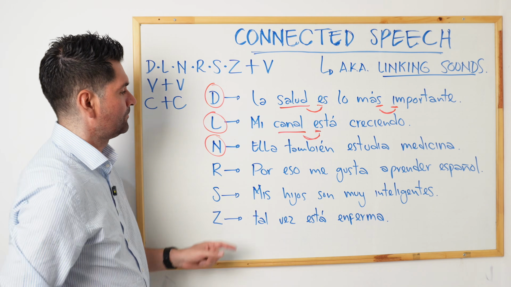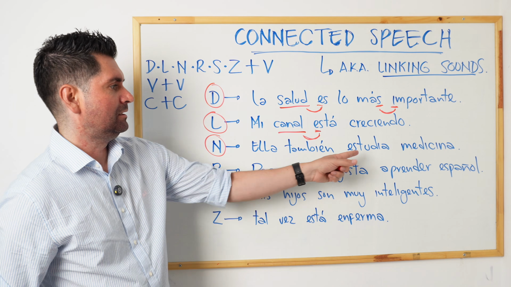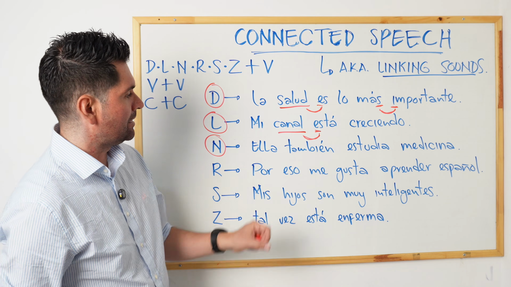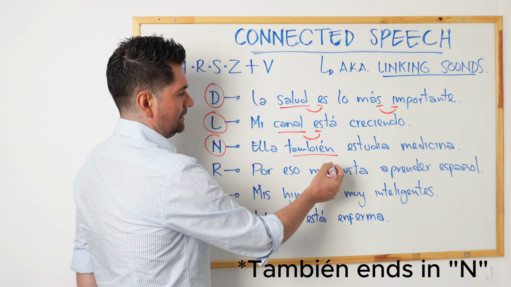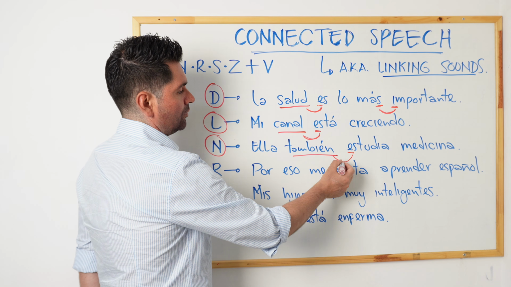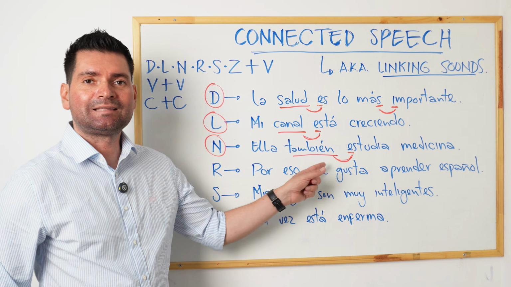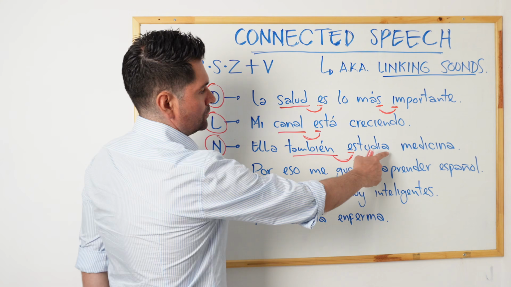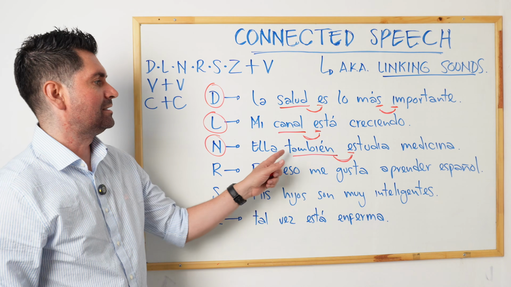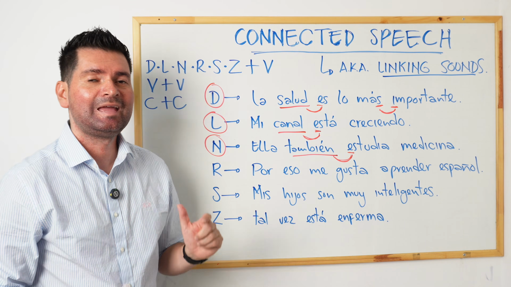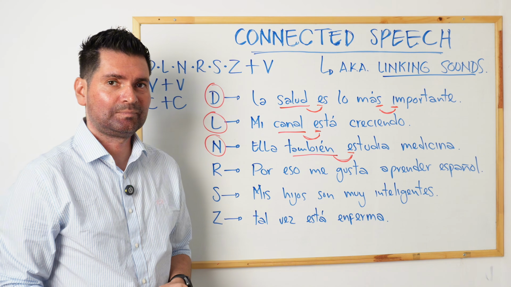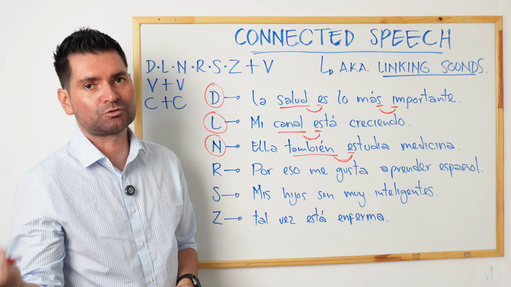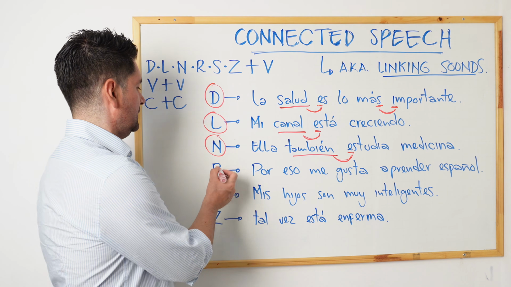N. Ella también estudia medicina. Let's see where the connections are. Ella también ends in E, and then there is a vowel here, so we're going to connect them. Ella también estudia. Estudia medicina, that's it. Ella también estudia medicina. She also studies medicine. Or she studies medicine as well. Let's continue with the next one.